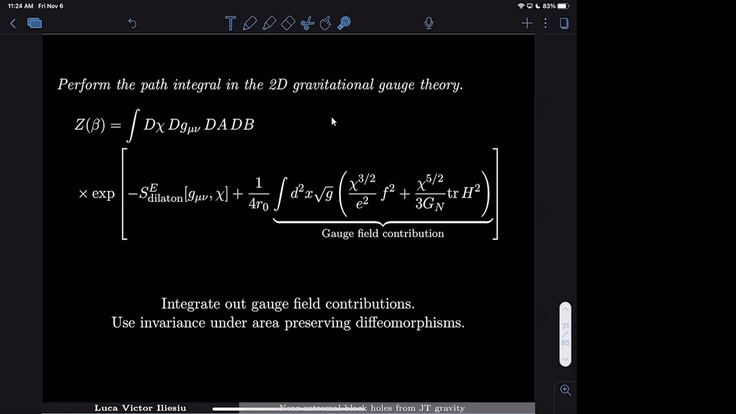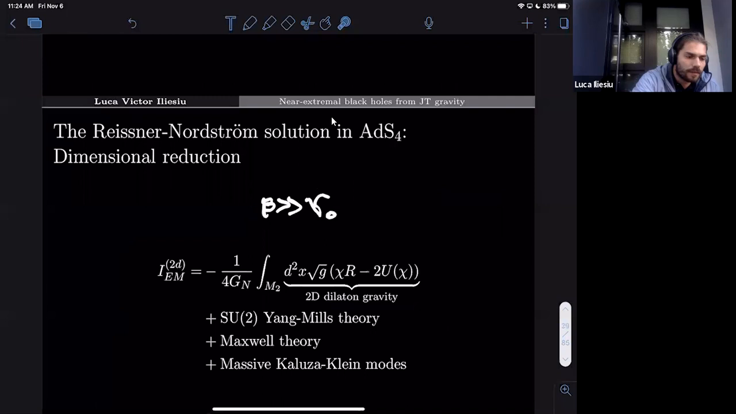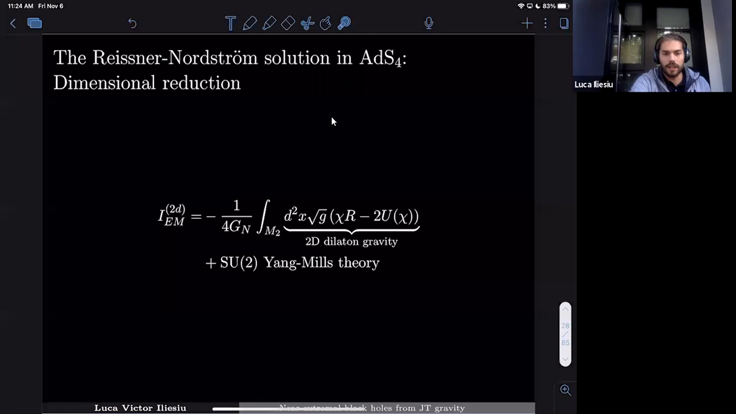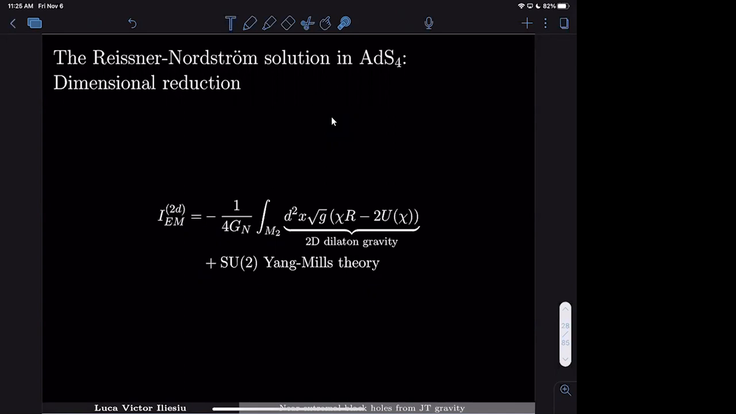I have a question. It seems to me that the radius of the sphere in which you're reducing is actually proportional to 1 over chi. Yes, that is correct. Then it seems like that hierarchy of scale sort of breaks down when chi goes to 0. Yes, that is correct.